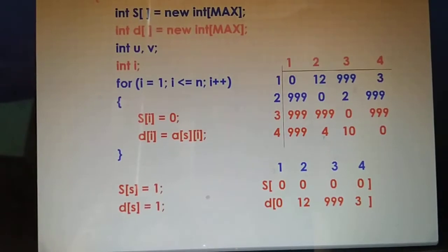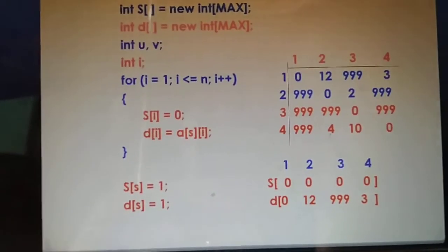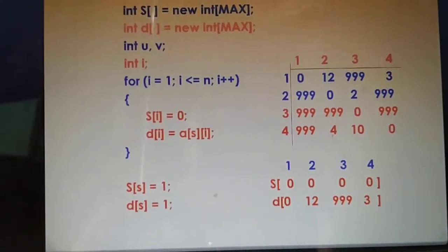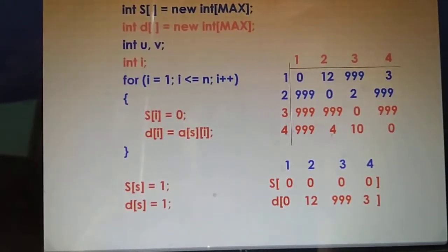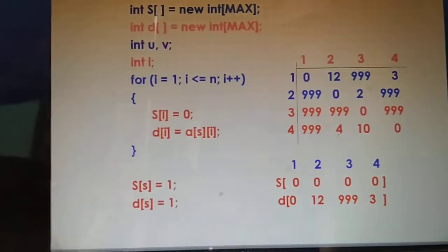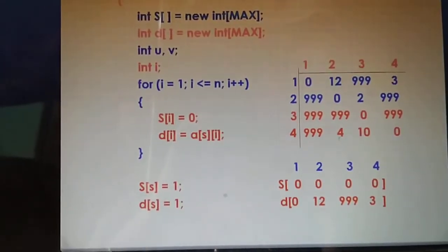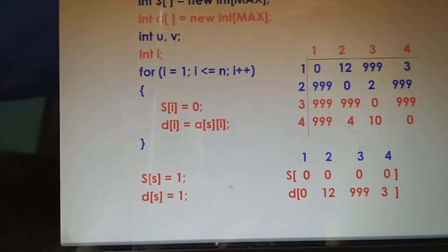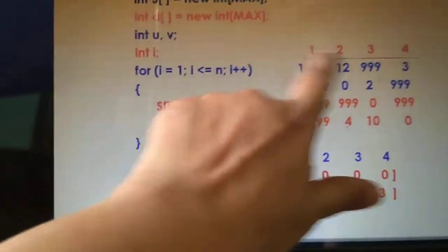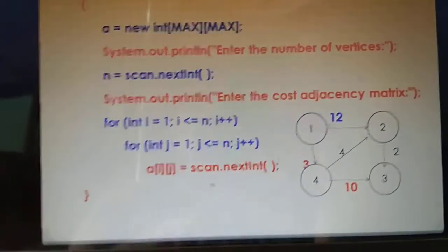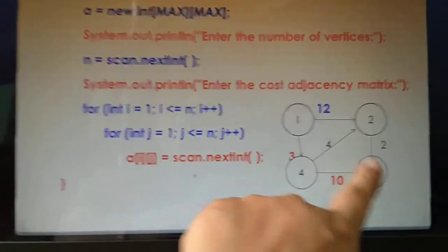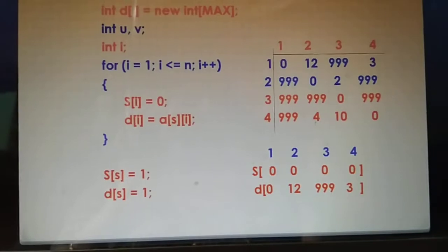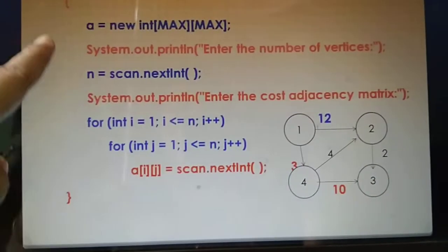There are 4 nodes, 1, 2, 3, 4 and 1, 2, 3, 4. Diagonal elements will be 0, and wherever the distance is infinity, I have represented it with three 9s. Instead of four 9s, I have taken three 9s. It doesn't matter, you can take 3, 4, or 5 nines. Wherever there is no distance, such as from 1 to 3, I have taken that as infinity. Like that you are reading the cost adjacency matrix. So that is your read function.